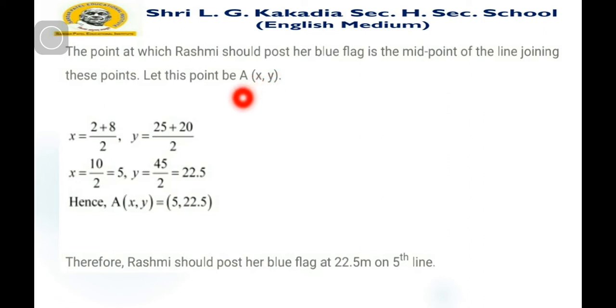So how can we find the coordinates of the midpoint? We know that x is equal to (x1 plus x2) by 2 and y is equal to (y1 plus y2) by 2. So x is equal to (2 plus 8) by 2 and y is equal to (25 plus 20) by 2. That is 10 by 2, that is 5, and 45 by 2, that is 22.5. Hence the coordinates of the midpoint where Rashmi wants to post the flag are (5, 22.5).